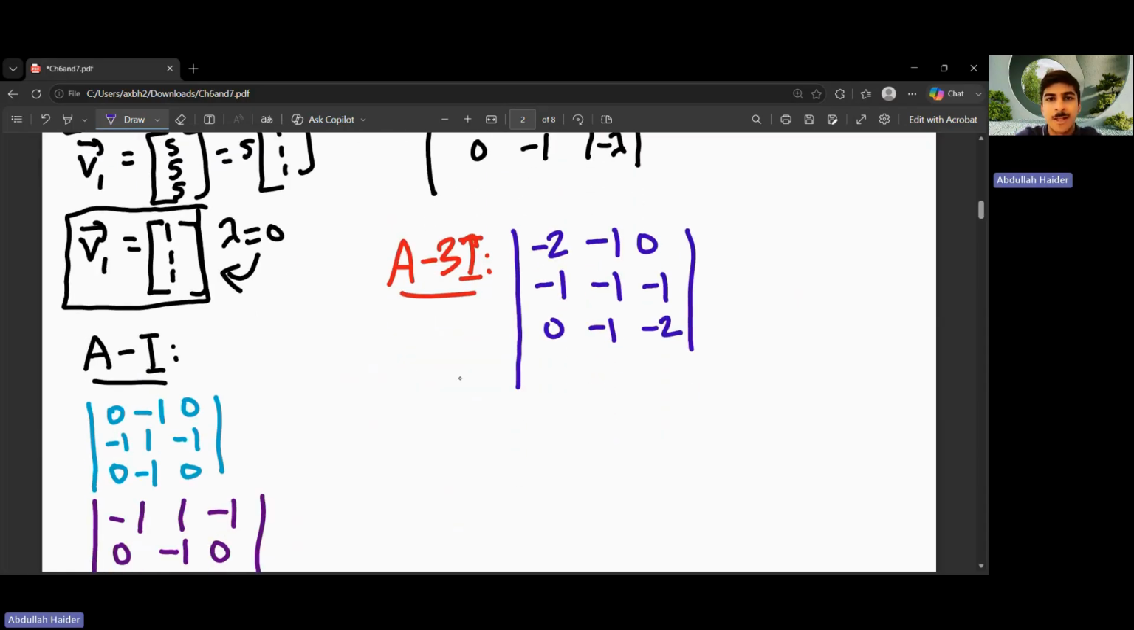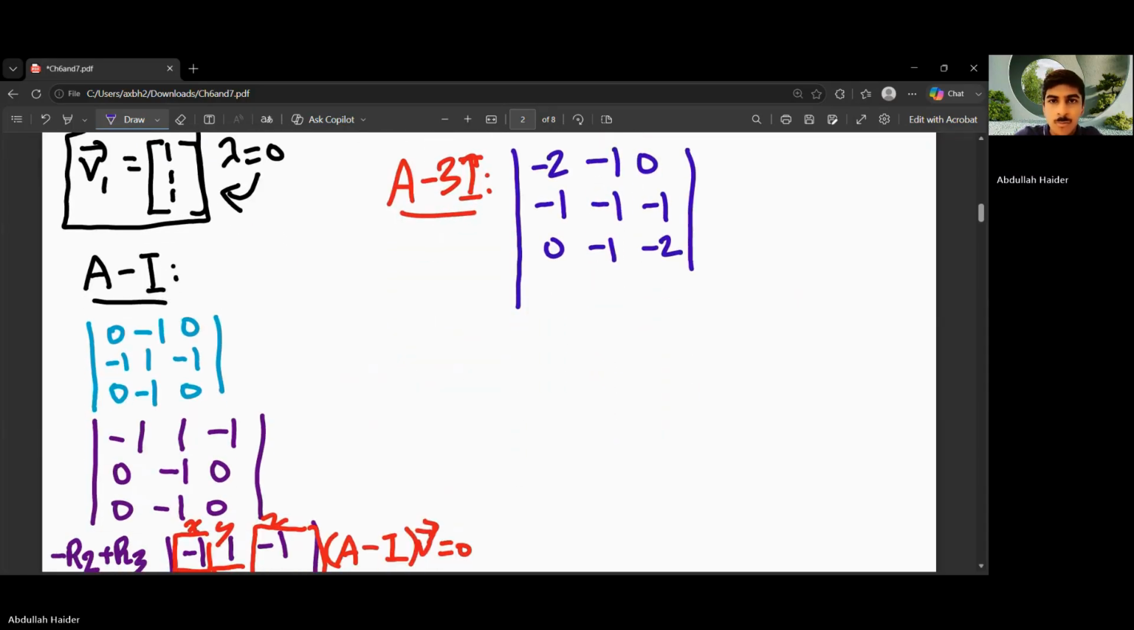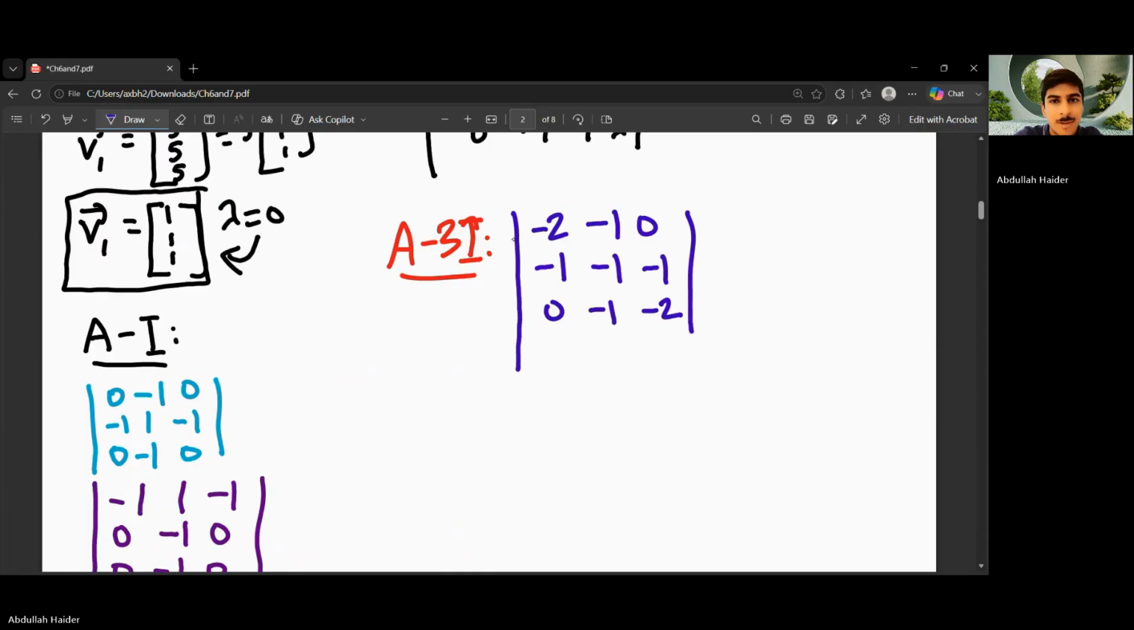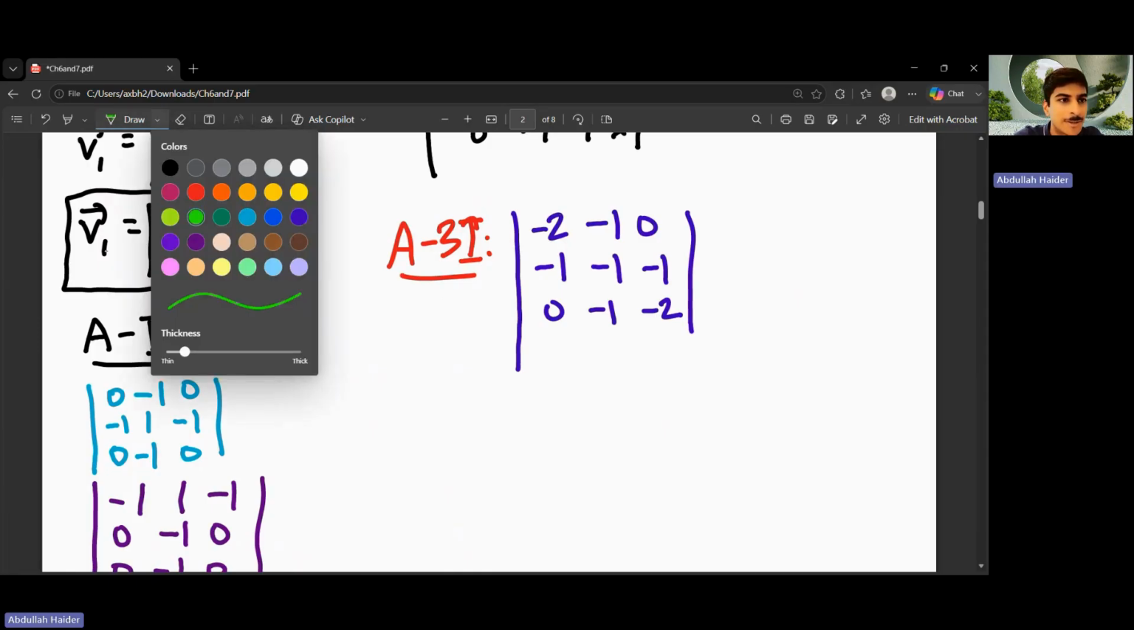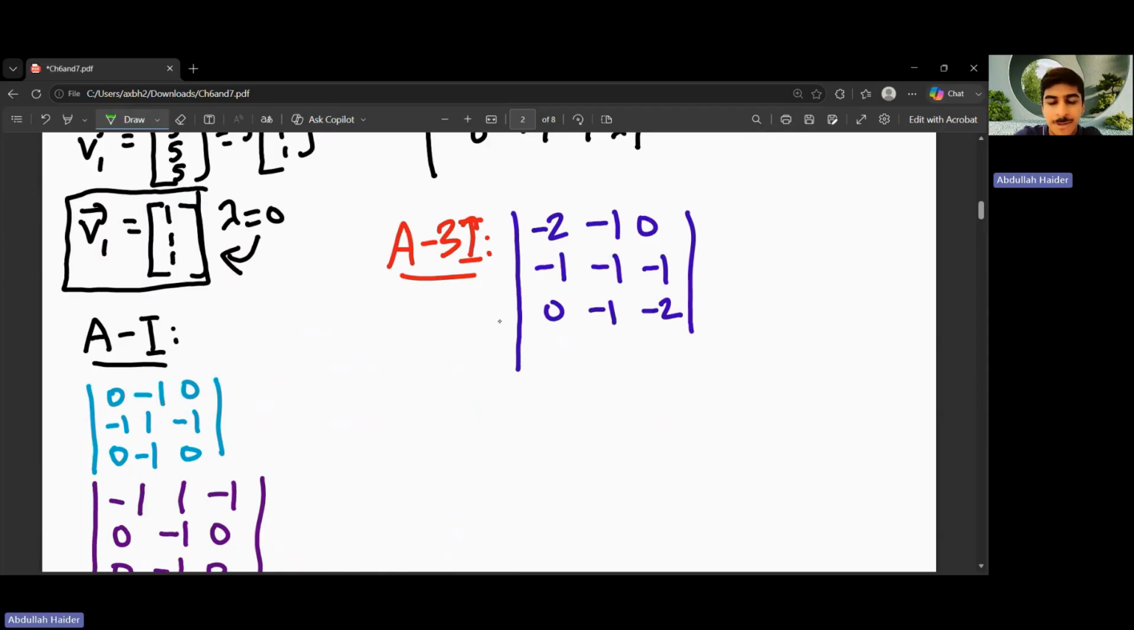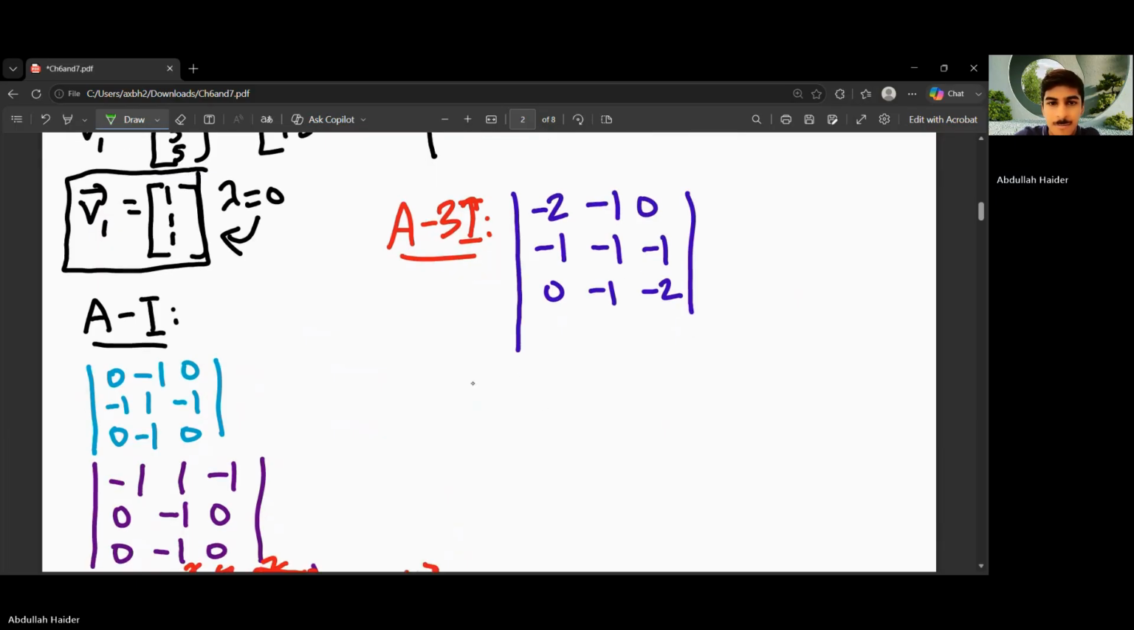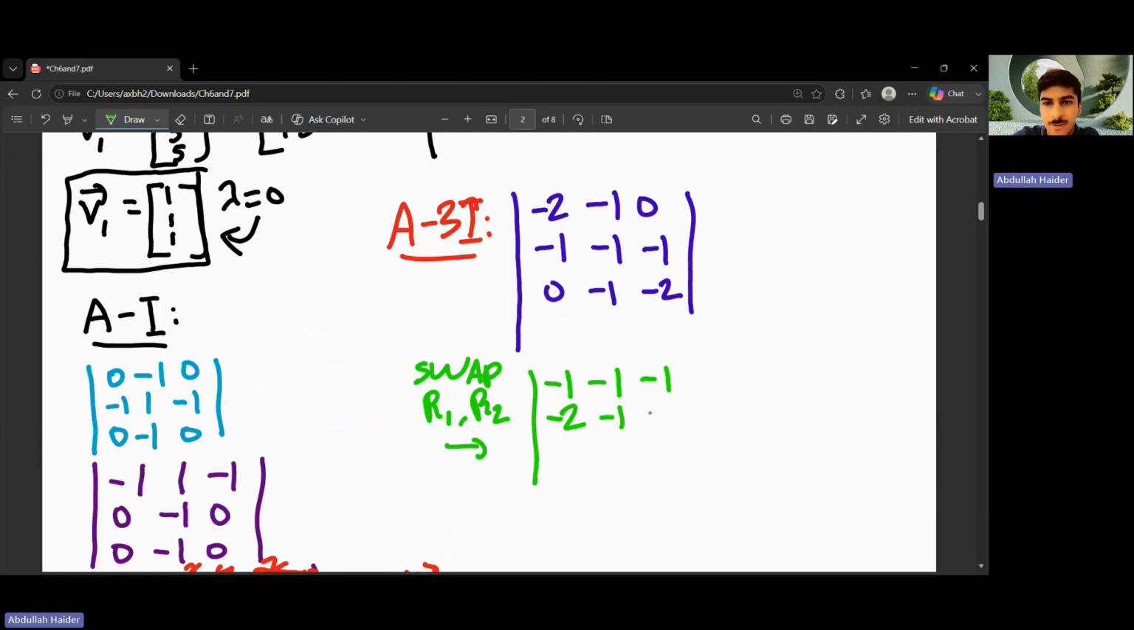Yeah, that's right. So now what we need to do is find our row reduced echelon matrix. What I can do to this matrix is swap the first two rows. So swap R1, R2. I will get -1, -1, -1, -2, -1, 0, 0, -1, -2.